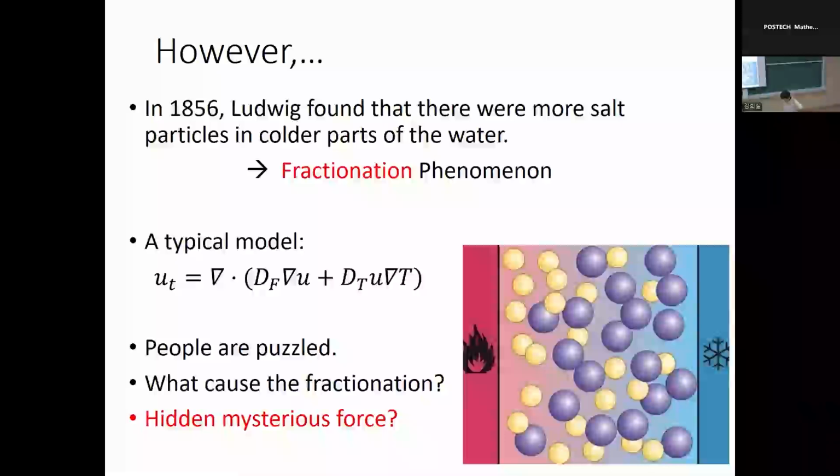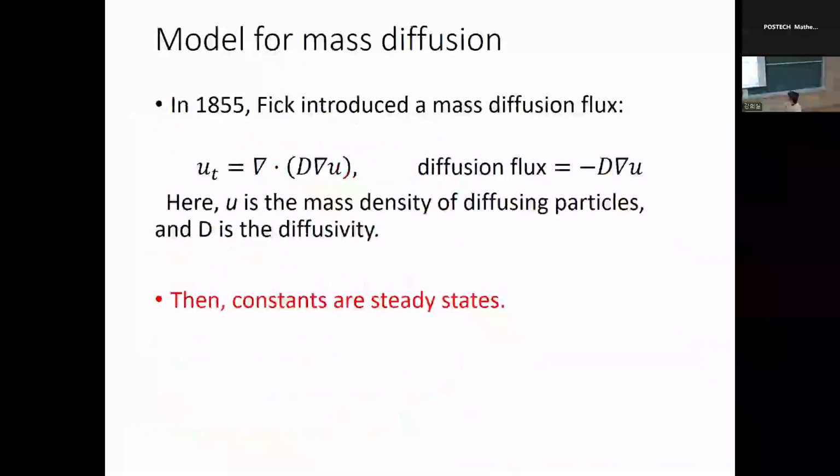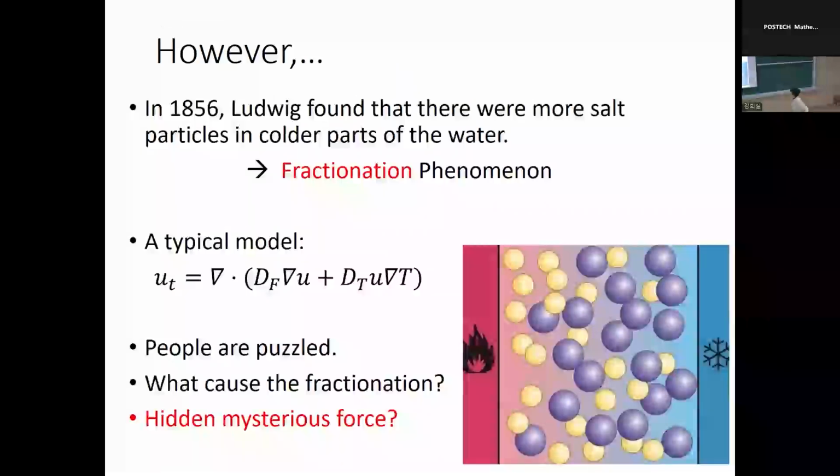So people now think, if we have the Fickian diffusion model, this cannot happen. This should be uniformly distributed, because here the steady state is U equal constant. U equal constant is the steady state of this one. So that's the fractionation phenomenon.